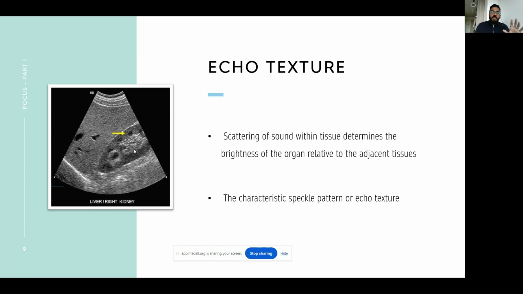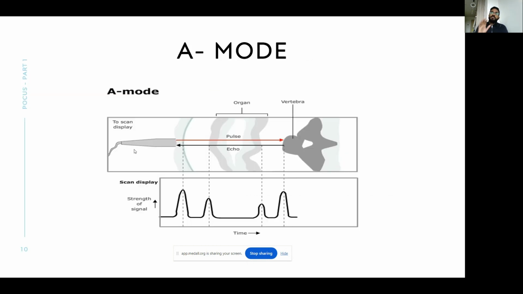Classically, there can be A mode, B mode, and M mode. So what is A mode? A mode is not that commonly used, and it is more specific for eye ultrasounds. But in this particular mode or type of ultrasound, the echoes are coming back, and for each layer, there is an increased return of signals. And that layer is represented in a graph with the x-axis being the time and the y-axis being the amplitude.